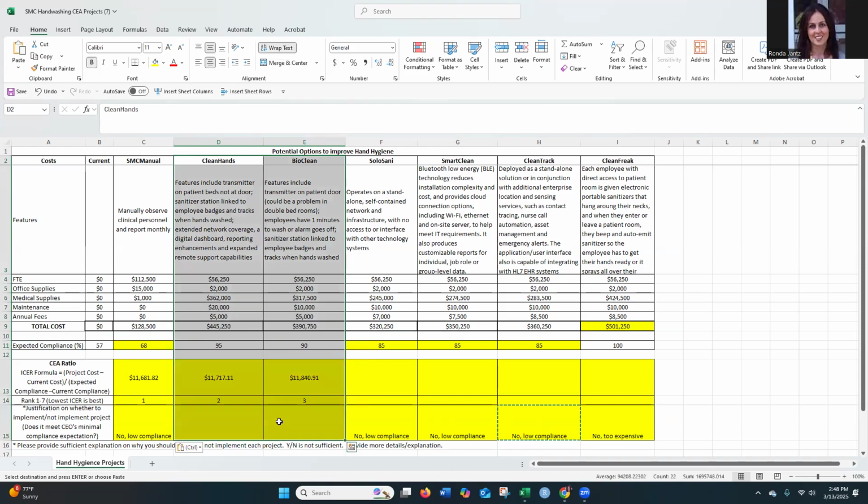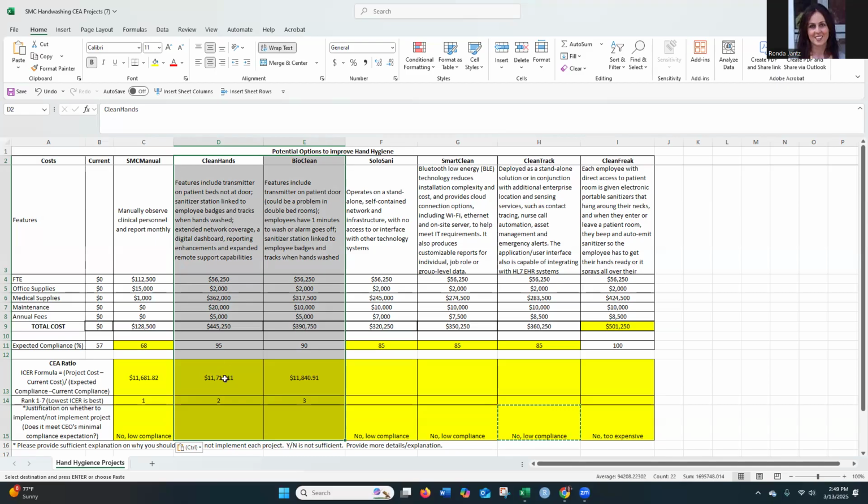Remember, that we have to pick the lowest rank of the two. So depending on what that is, when you complete it, you will select your project. Once you've selected your project, you will use the project name followed by the ICER, the CEA ratio.